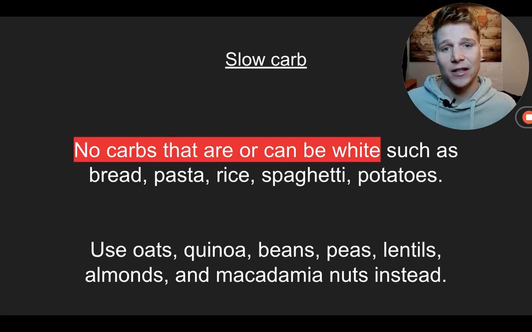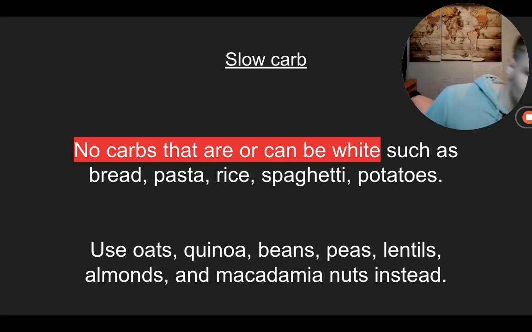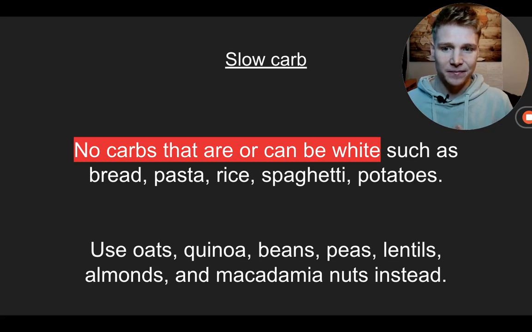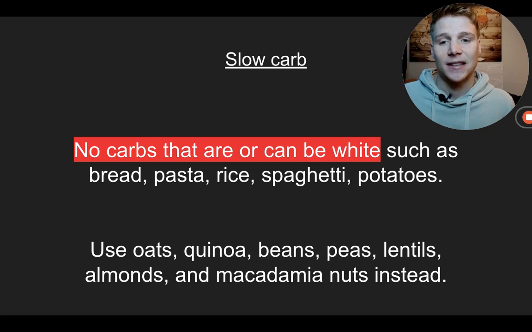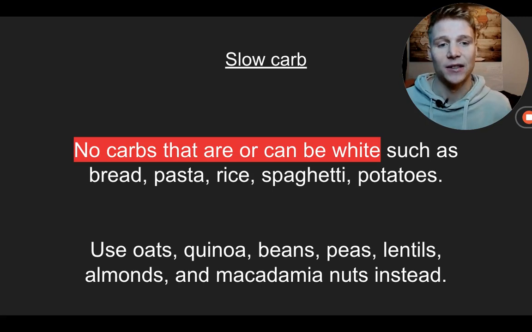So next is the slow carb diet, and I believe this was popularized by Tim Ferriss in his book 4 Hour Body, which should be somewhere behind this computer screen. And this is basically no carbs that are or can be white. For example, bread, pasta, rice, spaghetti, potatoes, that kind of thing. And instead you'd replace it with oats, quinoa, beans, peas, lentils, almonds, macadamia nuts. I'm sure there are some more as well.